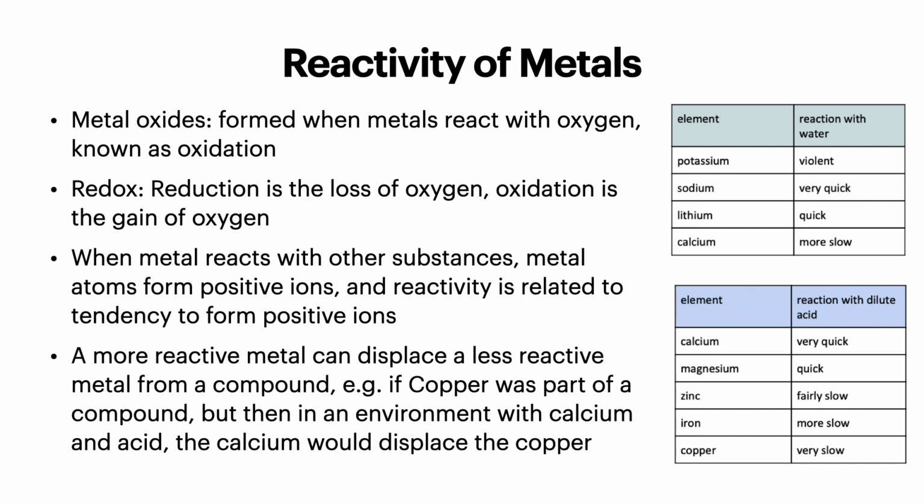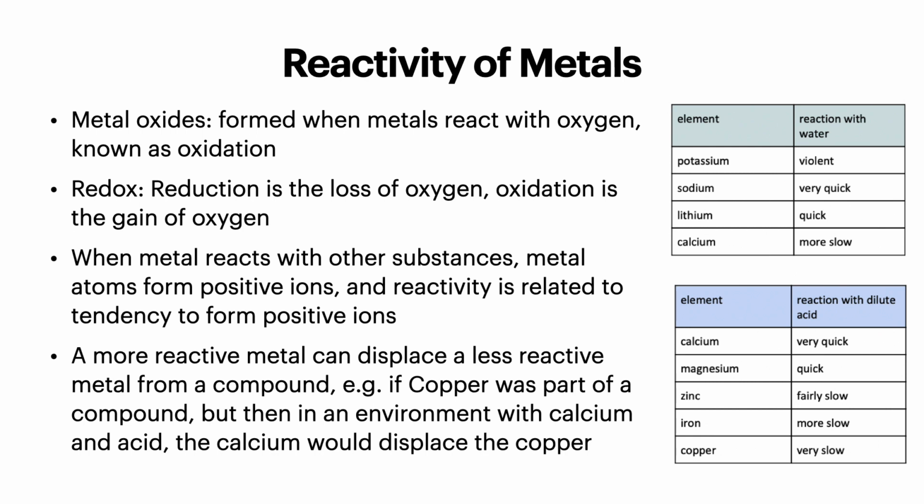When metal reacts with other substances, metal atoms form positive ions, and reactivity is related to their tendency to form positive ions. You can see here how certain elements react with either water or dilute acid, and in these tables they are ordered by their reactivity. At the top, potassium reacts the most with water. As you can see, it reacts violently. Whereas in the table below, calcium is the most reactive with dilute acid, whereas calcium is the slowest to react with water, and copper is the slowest to react with dilute acid.